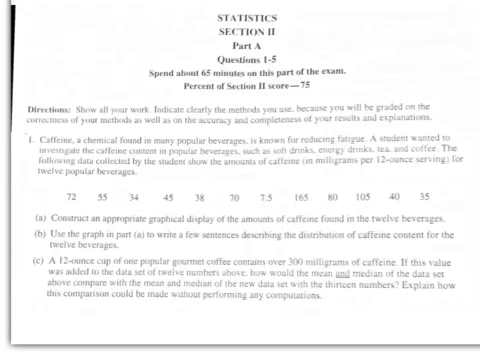All right, first question. Caffeine, a chemical found in many popular beverages, is known for reducing fatigue. A student wanted to investigate the caffeine content in popular beverages such as soft drinks, energy drinks, tea, and coffee. The following data collected by the student showed the amounts of caffeine in milligrams per 12-ounce serving for 12 popular beverages. So we have our data set right here. First question, A: construct an appropriate graphical display of the amounts of caffeine found in the 12 beverages.